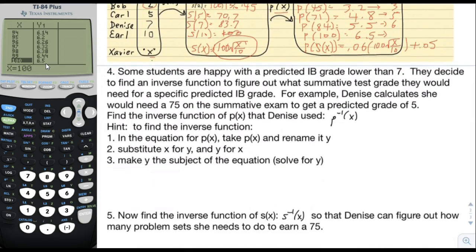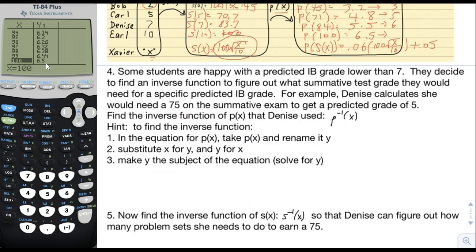Next page. Some students are happy with the predicted IB grade lower than 7. They decide to find an inverse function to figure out what summative test grade they would need for a specific predicted IB grade. For example, Denise calculates she would need a 75 on the summative exam to get a predicted grade of 5. Find the inverse function of p of x that Denise used.